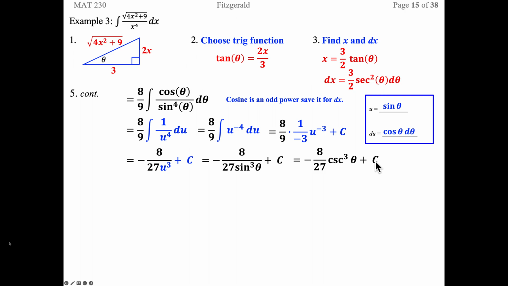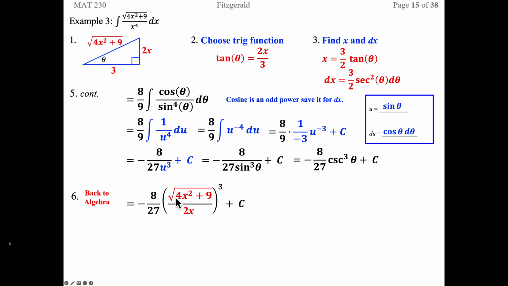You would think after all that work you're done. We're not. We have to turn this back into algebra. We got to get to step 6. So based on my right triangle, cosecant is the reciprocal of sine. So instead of opposite over hypotenuse, it's hypotenuse over the opposite.